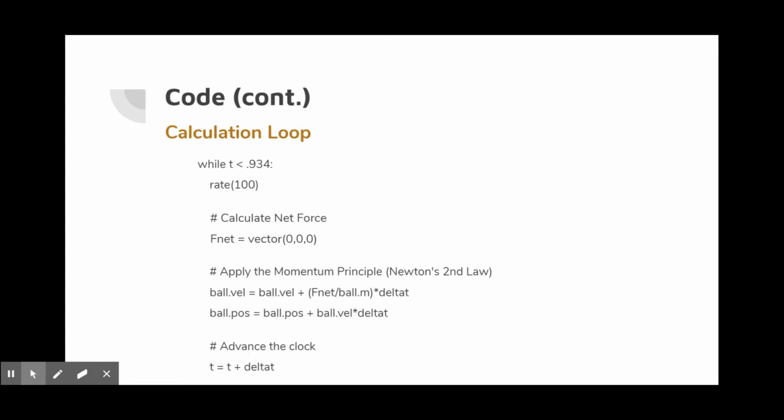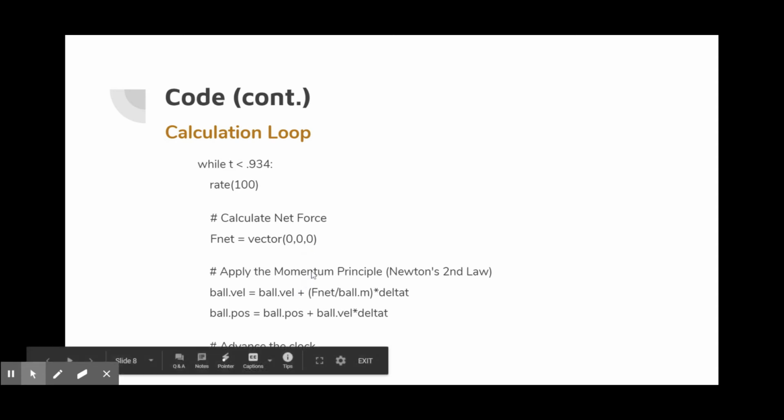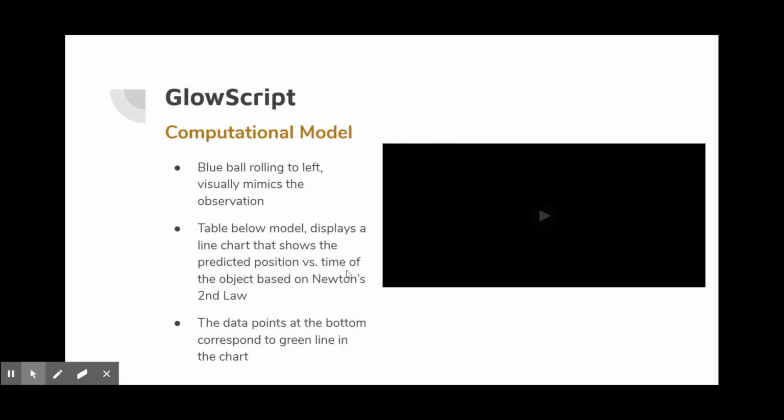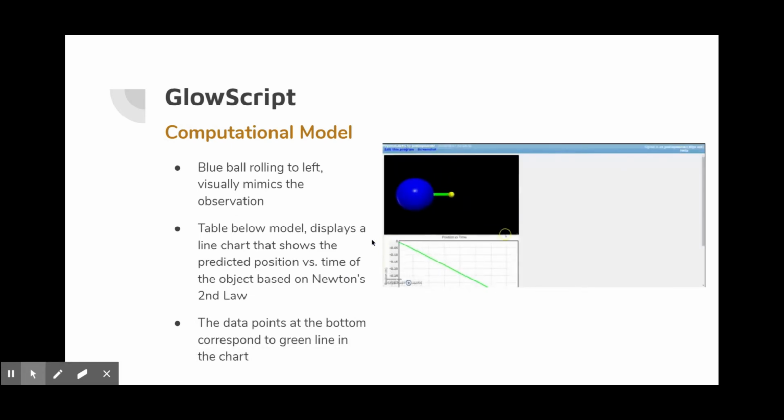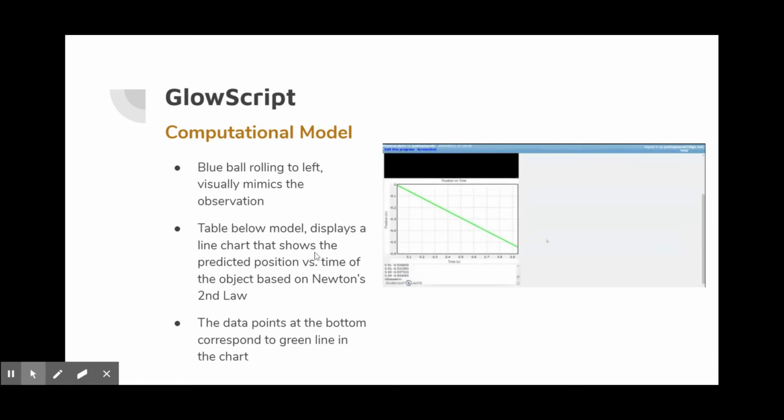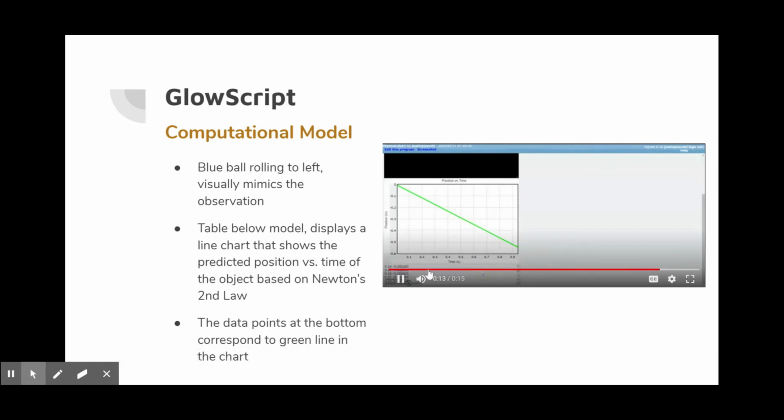Here's the calculation loop for Newton's second law. As you can see, my video is 0.934 seconds long, so that is what t is going to be less than in this case, and then the force is 0, so the net force vector is also 0. So here is Newton's second law denoted here, followed by Newton's second law as a second or final position vector, and this is what the code resulted in. The blue ball rolling to the left visually mimics the observation that I made and displays the line chart that shows the predicted position versus time based on Newton's second law, with the green line corresponding to the data points.